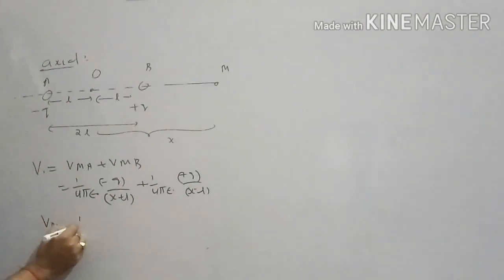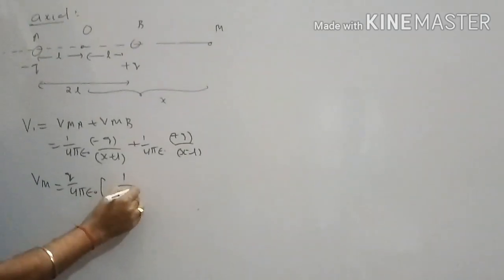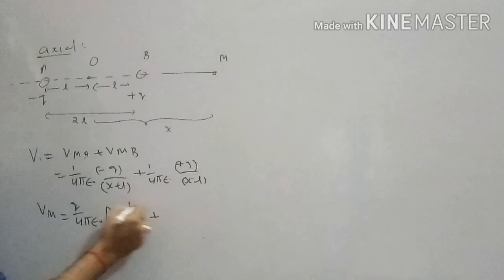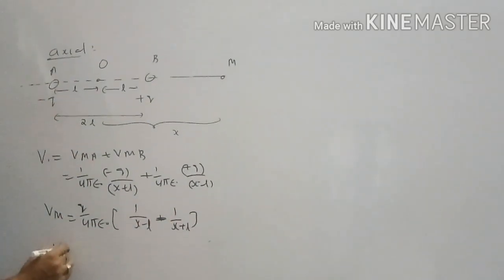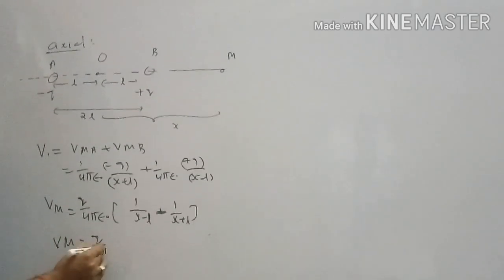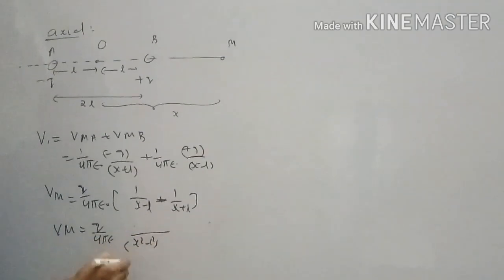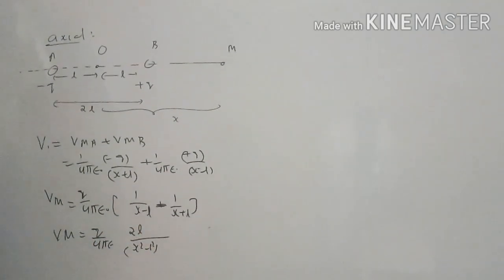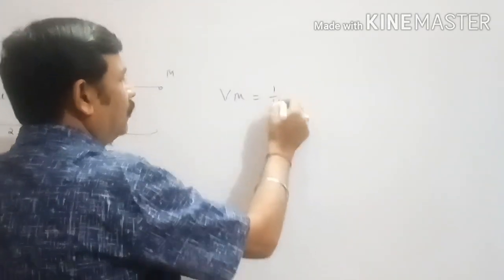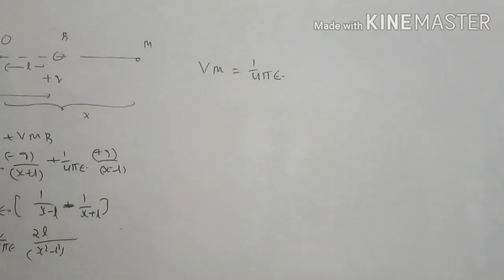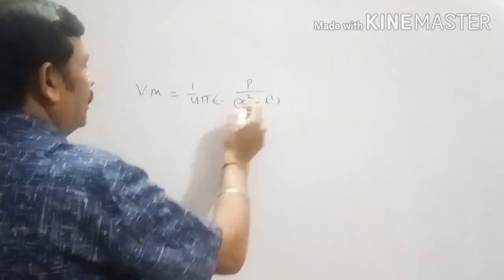So the total potential at M will be 1 upon 4 pi epsilon naught into Q, taking common, 1 upon x minus L minus 1 upon x plus L. So the potential at M will be Q upon 4 pi epsilon naught, taking LCM x square minus L square, here you will get 2L. Hence finally the potential at M will be 1 upon 4 pi epsilon naught, Q into 2L, which is P, upon x square minus L square.